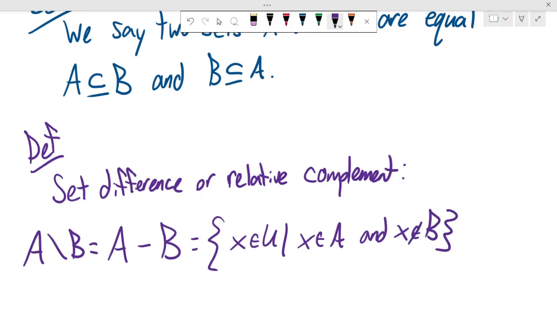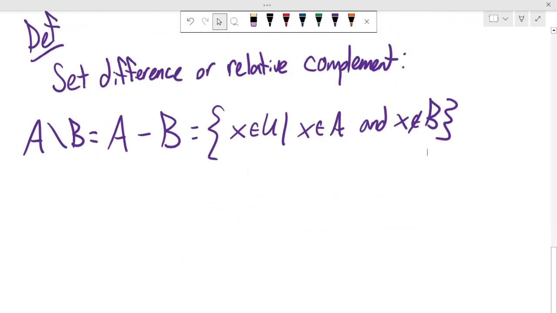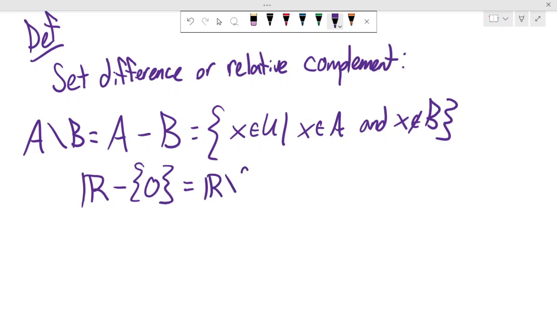Okay, so you take any element in B and you subtract it out of A. Right, so that's why we use this notation. So I used it before when referencing R minus 0. Okay, so this is all the real numbers except for 0. So that's what this notation means. It's just the single element with 0. You could also write it as R backslash 0. That's fine too.